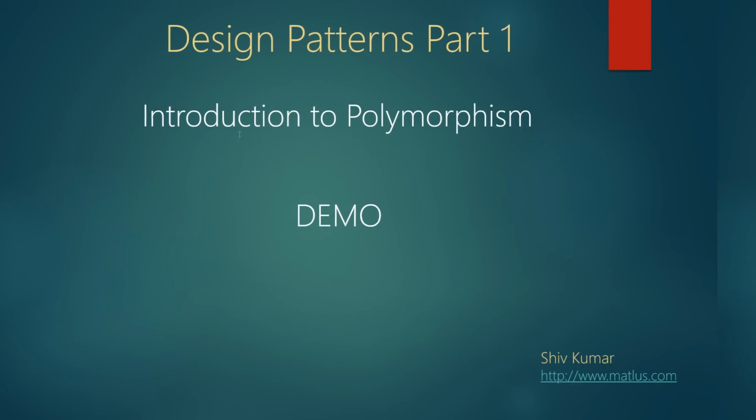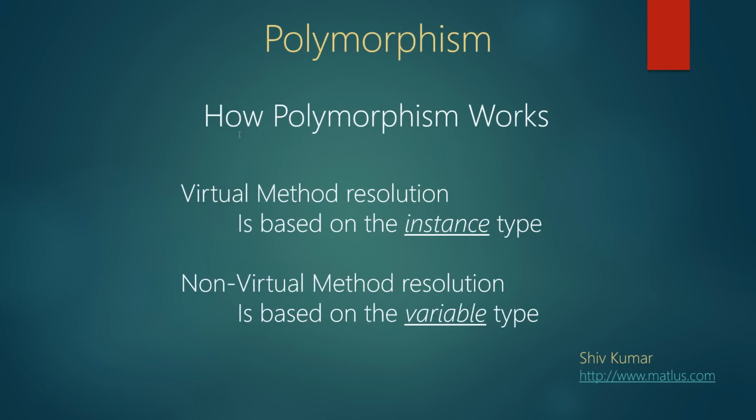We've already done the demo, so I'm going to reiterate this one more time. Hopefully it's the last time. Virtual method resolution is based on the instance type and is done at runtime. The decision of which method to call is being made at runtime. Non-virtual method resolution is based on the variable type and is done at compile time. If you can remember these two key things and understand how they work, you've got polymorphism.